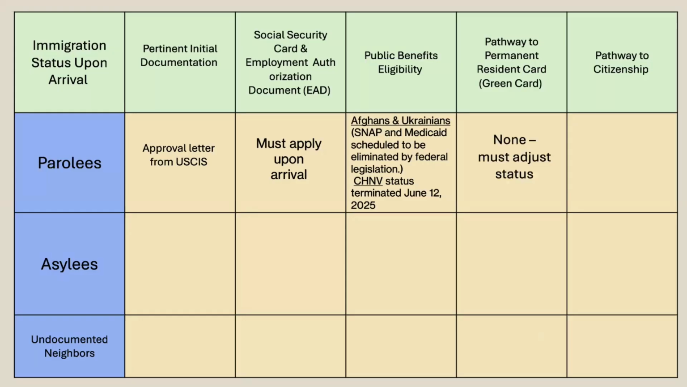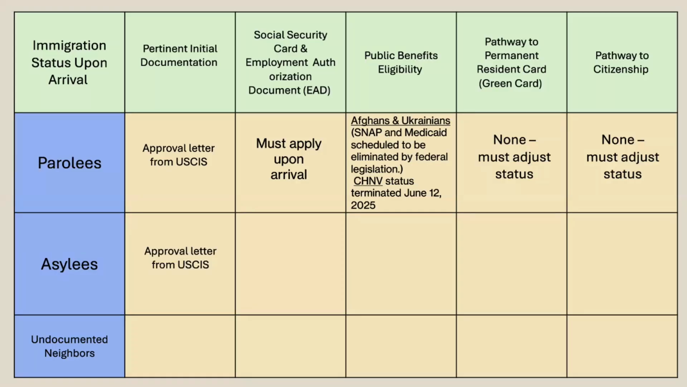Parolees do not have a clear pathway to apply for either a green card or citizenship. They would first need to adjust their status by applying for asylum, for example, or be sponsored by a U.S. citizen who is an immediate family member.